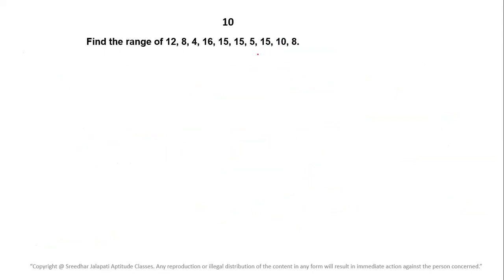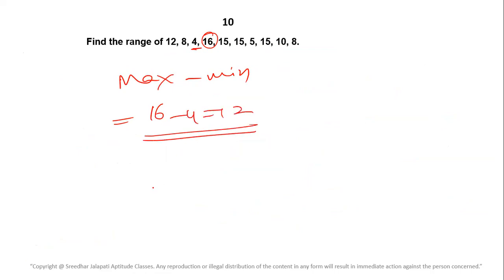Yeah, next question. Last one from this video. Find the range of this data. Range is nothing but maximum minus minimum. The maximum among all these is 16 and the minimum among all these is 4, so range is 12. Range is maximum minus minimum, that's it.